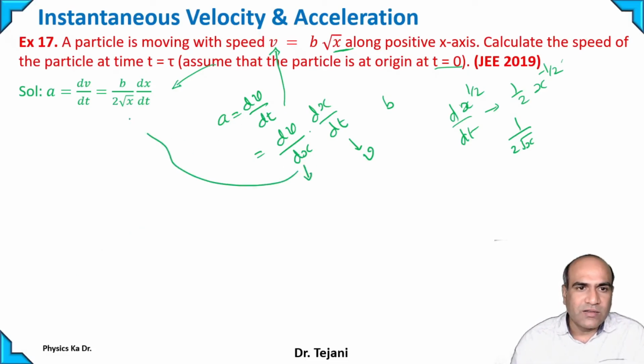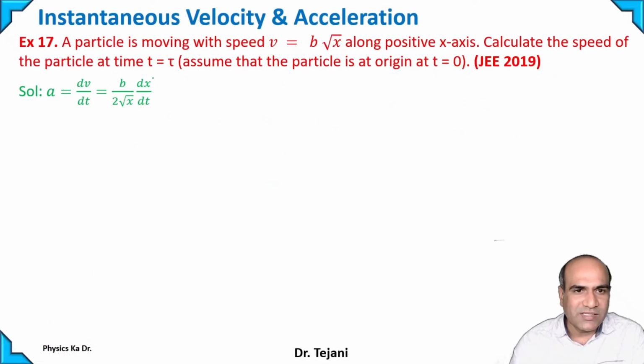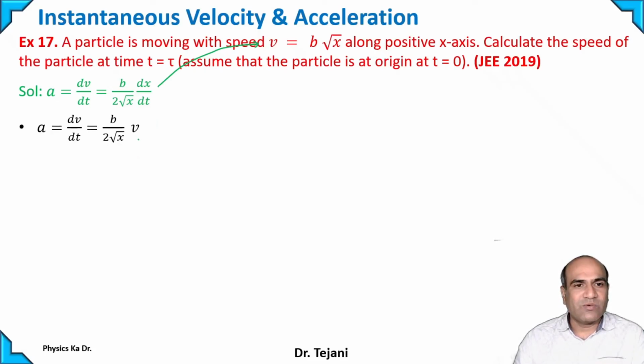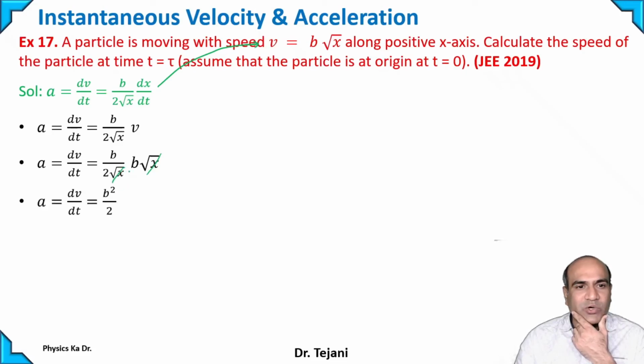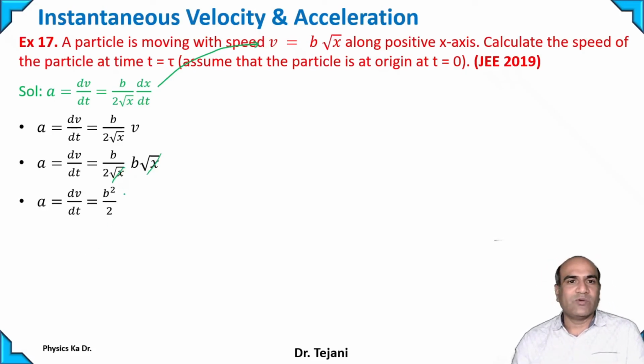So put this value here. It is b over 2 root x, and this dv by dx is multiplied by velocity, and velocity is given. So put velocity here: bx. The x cancels, and it is equal to b square by 2. Acceleration is equal to b square by 2.